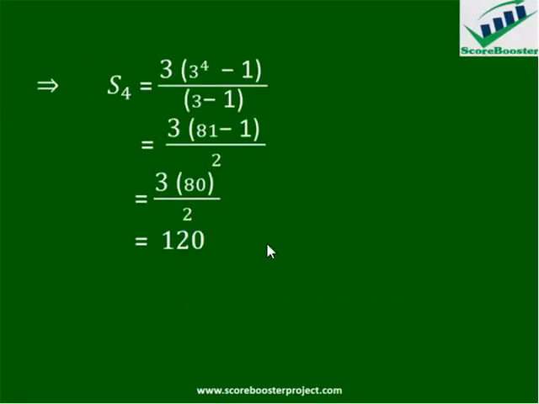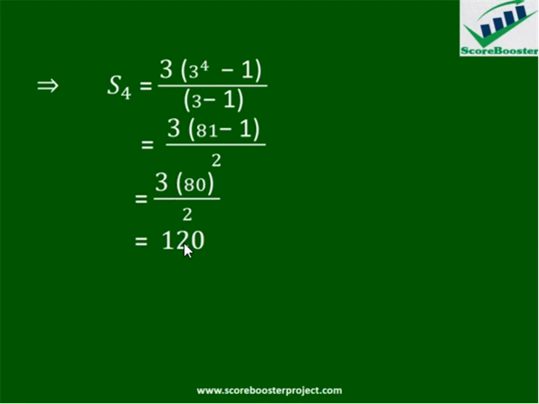We have S4 equals 3, that is the value of a, multiplied by r raised to the power n, which is 3 raised to the power 4, minus 1, divided by r minus 1, which is 3 minus 1. 3 raised to the power 4 is 3 multiplied by 3, which is 9. 9 multiplied by 3 is 27. 27 multiplied by 3 is 81. Subtract 1 from it, divided by 3 minus 1, which is 2. So 81 minus 1 gives 80. That is why we have 3 into 80 divided by 2. 80 divided by 2 gives 40, and 40 multiplied by 3 gives 120.